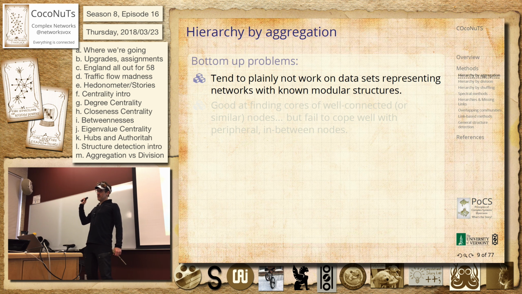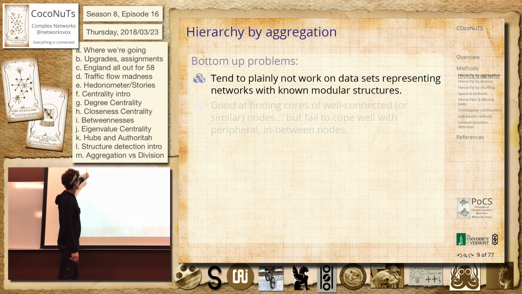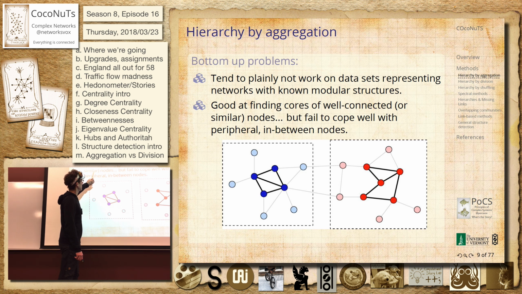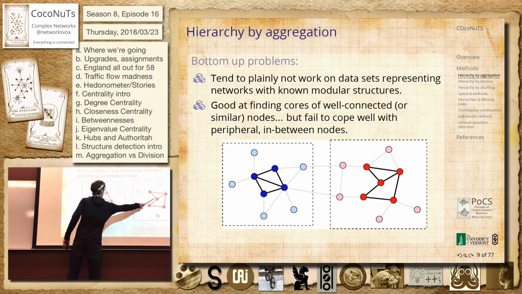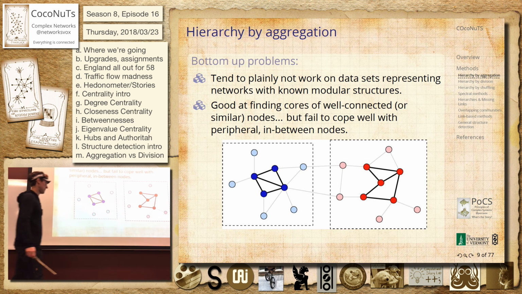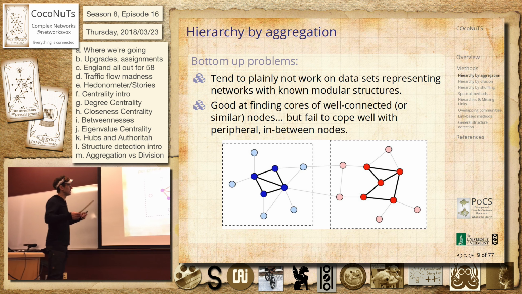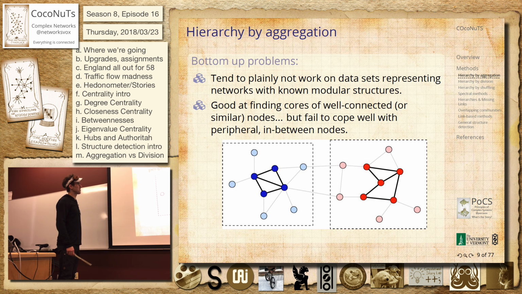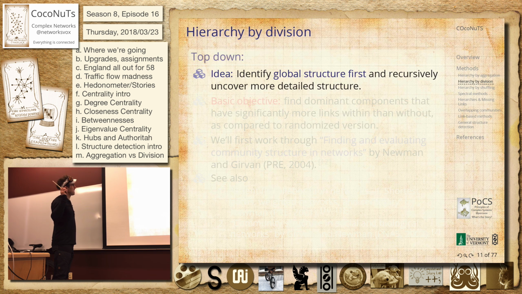So early on with complex networks, they discarded that approach. They said it's good at finding cores of well-connected nodes, but fails to cope with the peripheral ones. So the idea is, they'll find these groups, but then maybe struggle to assign which group these other nodes are part of. That was the general criticism. So it works well, but you can take a different approach.